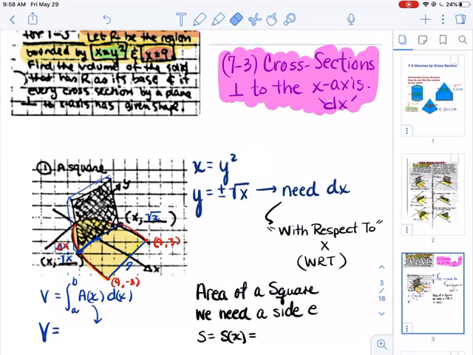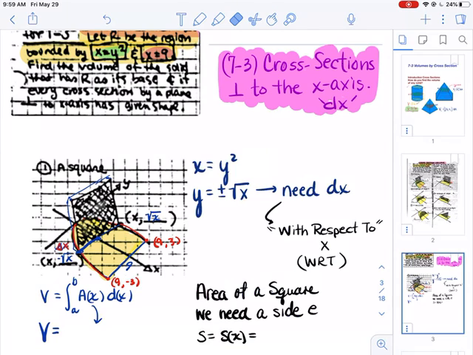So the first problem is we're going to let the region R be bounded by the equation x equals y squared and x equals 9, and that's shaded in yellow. Find the volume of the solid that has R as its base, if every cross-section by a plane perpendicular to the x-axis has the given shape.